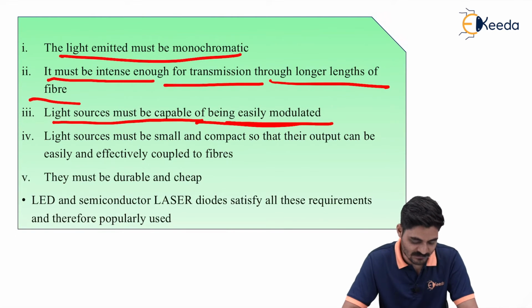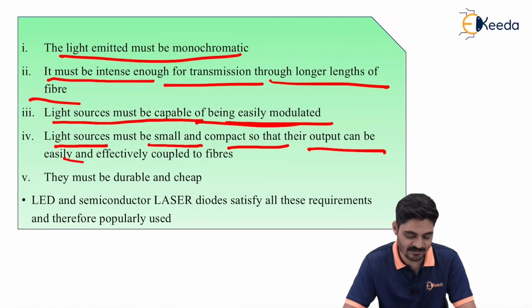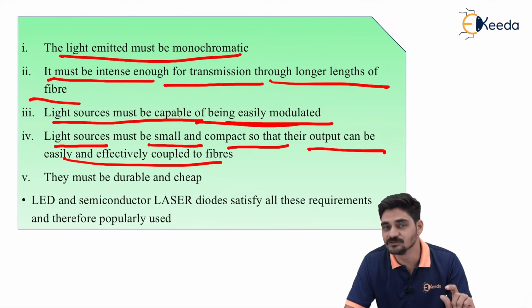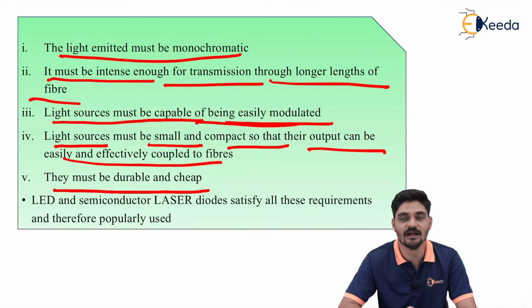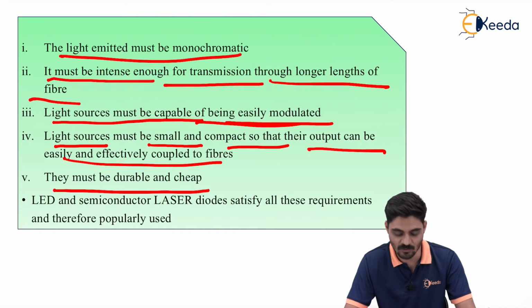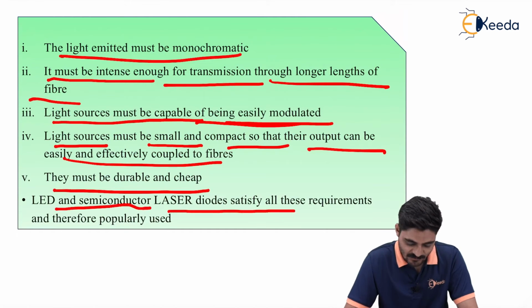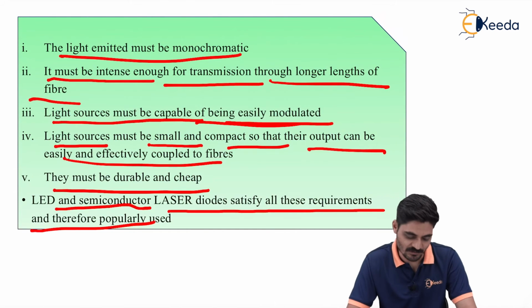The fourth requirement is that light sources must be small and compact so that their output can be easily and effectively coupled to fibers, because fibers have a small core diameter. And the fifth requirement is that they must be durable and cheap so that they will be cost effective. LED and semiconductor laser diodes satisfy all the requirements, and therefore they are popularly used for optical fiber communication.